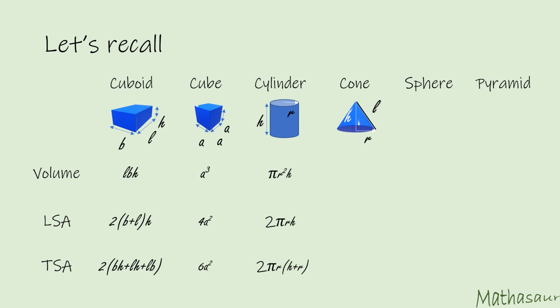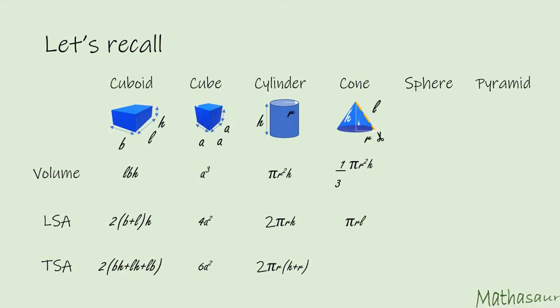Now let us look at a cone. A cone is obtained by rotating a right triangle along one of its shorter edges. It has a base with radius r, a vertical height h, and a slant height called l. The volume of a cone is 1/3 of the volume of a cylinder. So 1/3 times pi r square h.